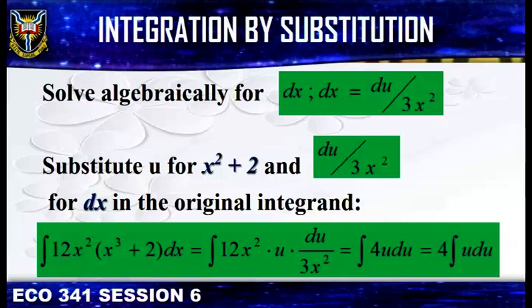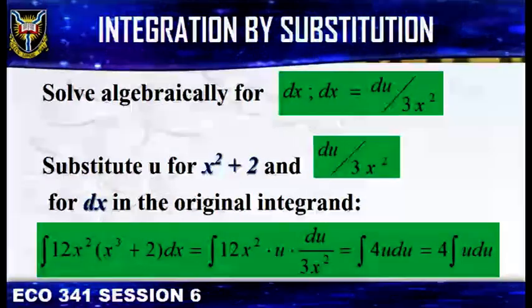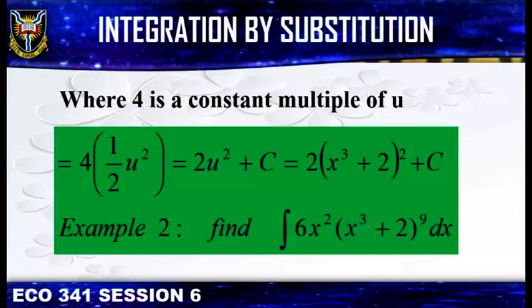Integral 12x squared into bracket x cubed plus 2 dx is equal to integral 12x squared dot u dot du over 3x squared is equal to integral 4u du is equal to 4 integral u du, where 4 is a constant multiple of u, is equal to 4 into bracket 1 over 2 u squared is equal to 2u squared plus c is equal to 2 into bracket x cubed plus 2 squared plus c.